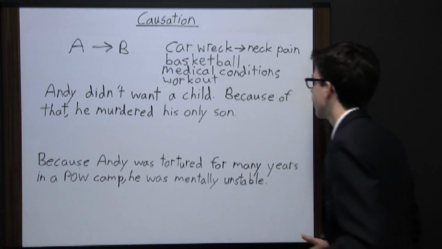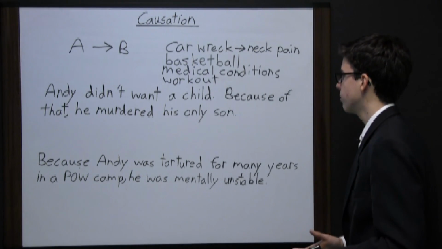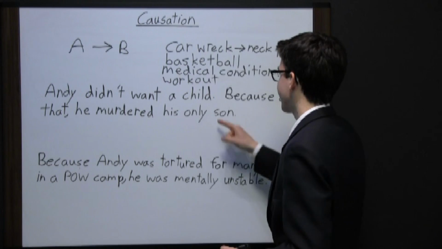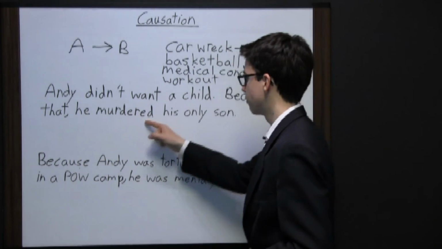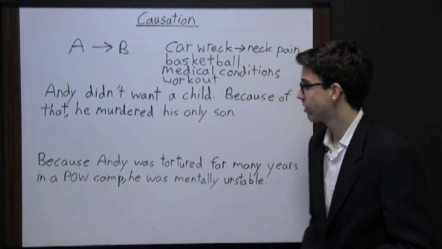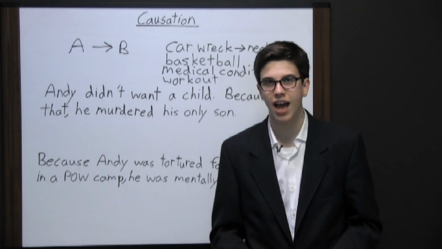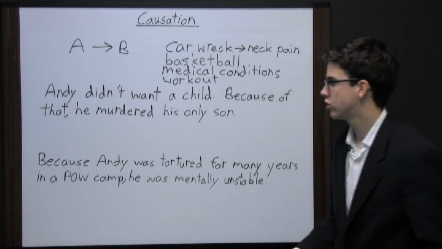Andy didn't want a child. But can we determine from this first sentence that because his son is dead, Andy murdered his son? As you can see, there's a lot of weak links here. How do we know Andy's feelings about the child?